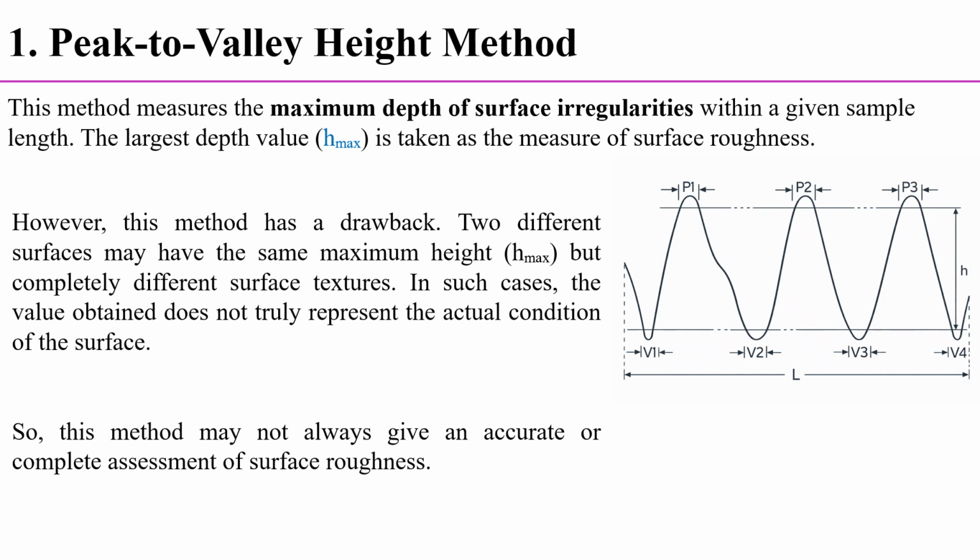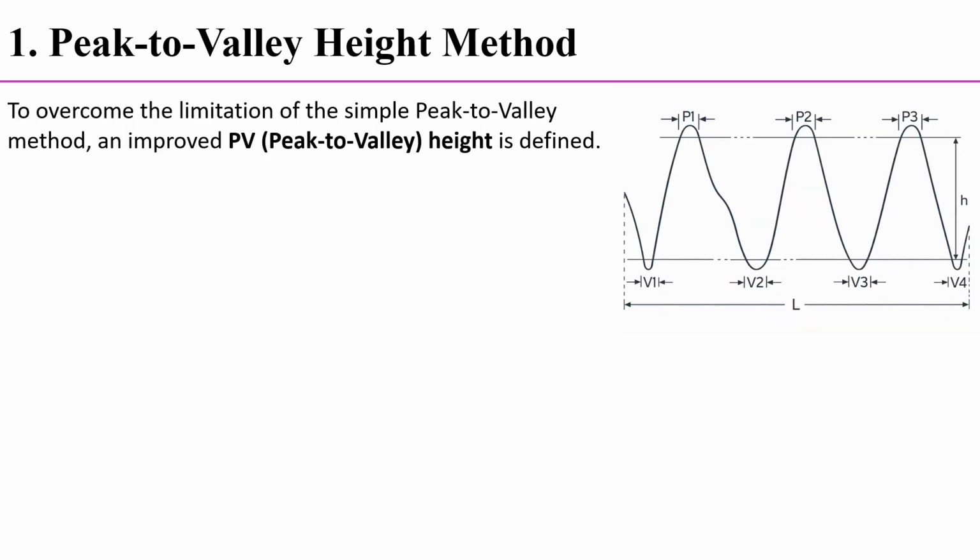So in this method, if we get the Hmax value, the maximum largest depth value is the same for two surface textures, but the texture profile is completely different, yet the Hmax value is the same. So in such cases, the represented value is not a true condition of the surface roughness. So this method may not always give an accurate or complete assessment of the surface roughness. To overcome this limitation, an improved peak to valley height method is defined.